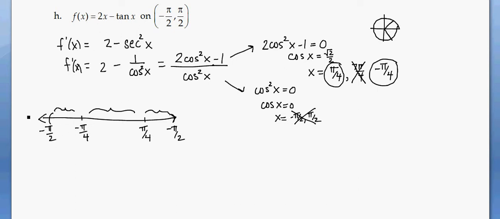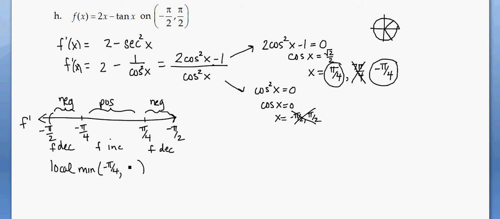What you should get here for the first derivative is that it's negative on this interval, then it's positive, and then it goes back to negative again. So my function is decreasing, then increasing, then decreasing again. This is for f, of course. So if we go from decreasing to increasing, we get a local minimum at negative pi over 4. And then if I put negative pi over 4 back into my original function, I get negative pi over 2 plus 1.